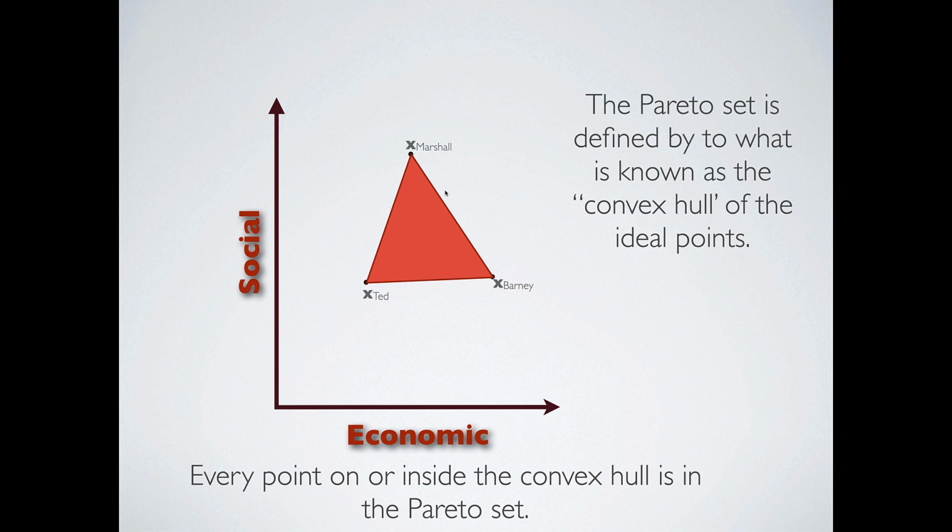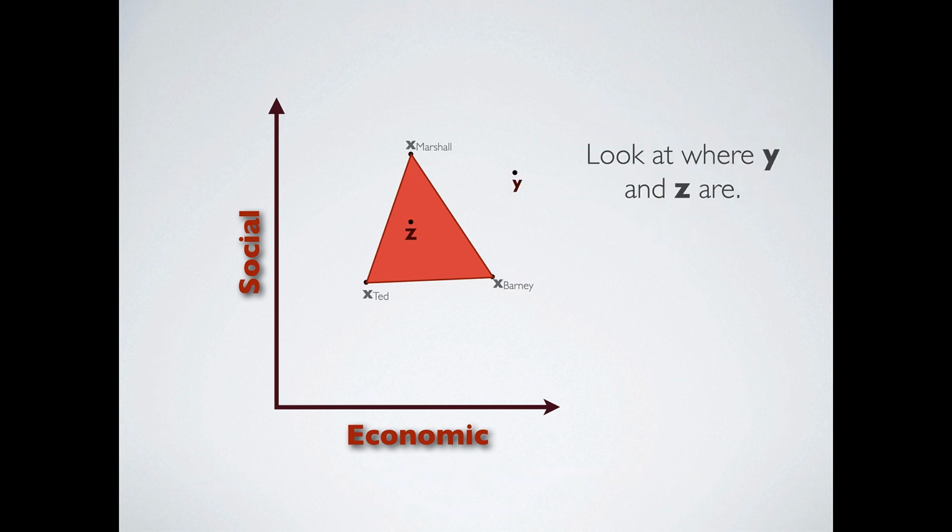Let me bring back in Z and Y from before so we can see that, in fact, yes, Z is inside the Pareto set and Y is outside of the Pareto set. So that's the Pareto set. It's the set of all alternatives where we can't move away from it without making someone worse off. Outside of the Pareto set, Pareto improvements are possible. We can make at least someone better off without making anyone worse off. So that is the Pareto set.